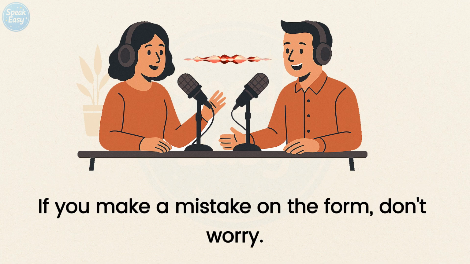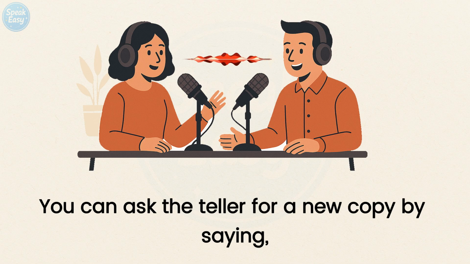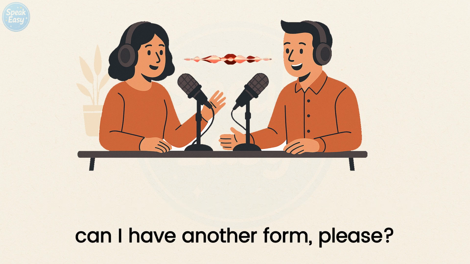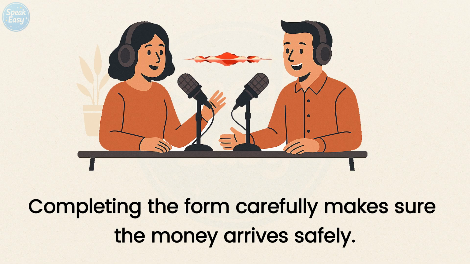If you make a mistake on the form, don't worry. You can ask the teller for a new copy by saying, "Can I have another form, please?" Completing the form carefully makes sure the money arrives safely.